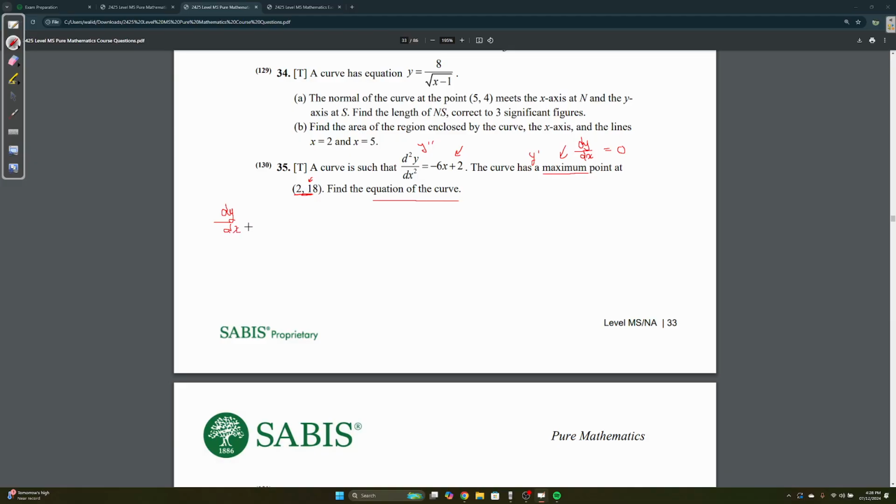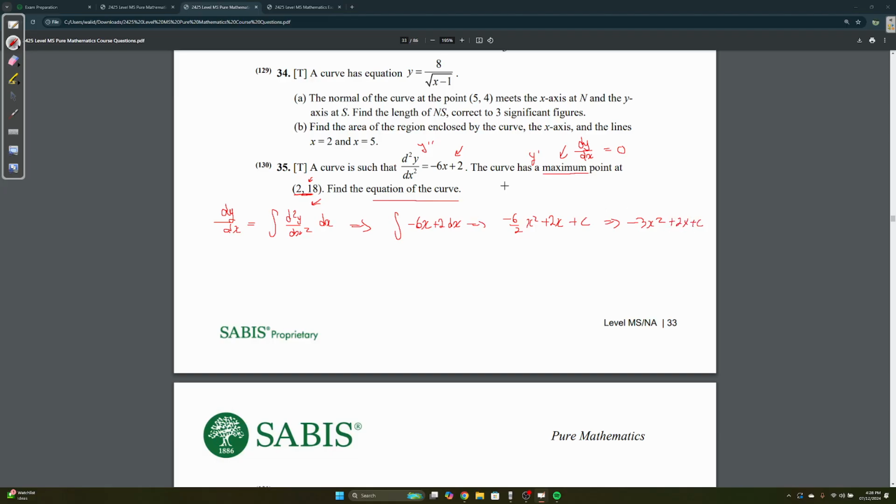You can say dy over dx is equal to the integral of d squared y over dx squared dx, okay? And you can write this, or you can just say y prime is equal to the integral of y double prime dx, whatever, but you need to show something like this, okay? Therefore it's going to be the integral of minus 6x plus 2 dx, so it's going to be minus 6 over 2 x squared plus 2x plus c, because it's an indefinite integral without bounds. So it's going to be minus 3x squared plus 2x plus c.